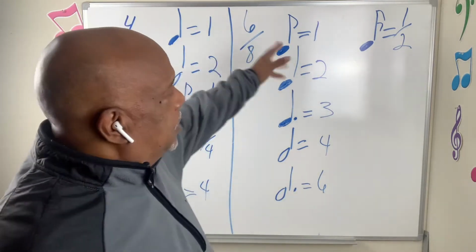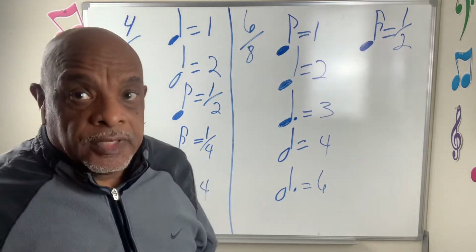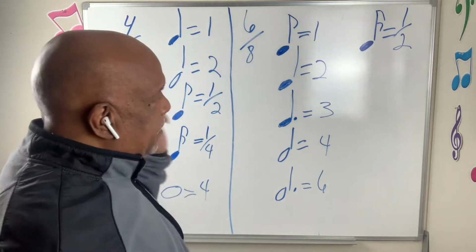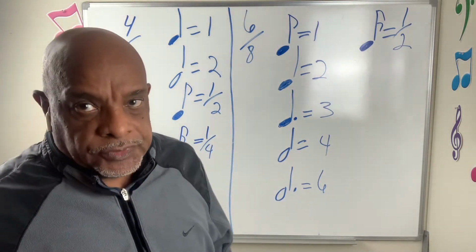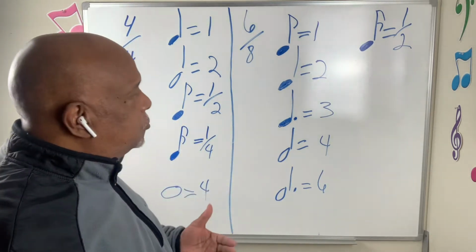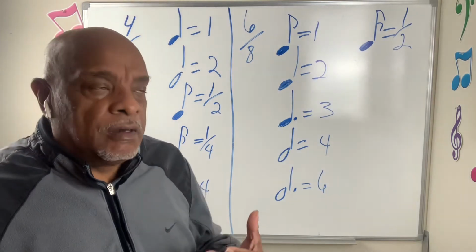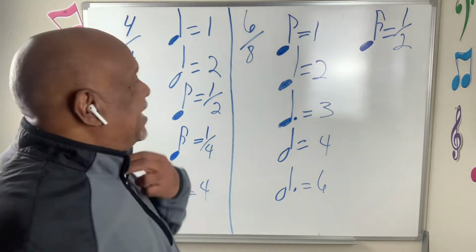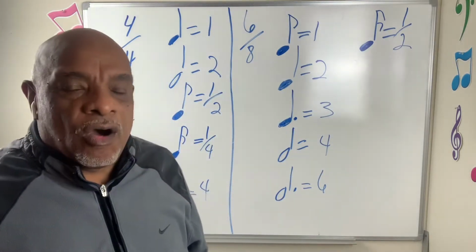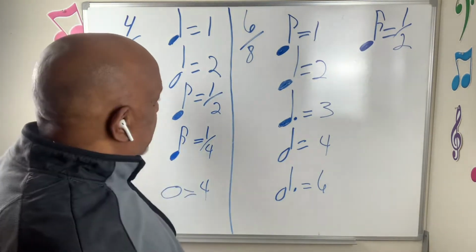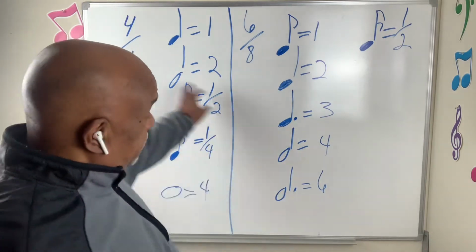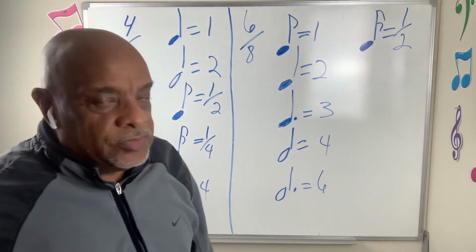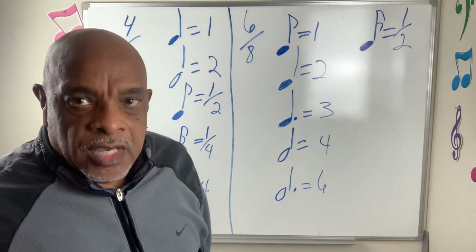Now, let me say something to you. That top number can go up to 100. I mean, you probably won't get to that, but that top number could go up to 100. I just want you to recall it. That top number means how many beats there are in a measure. And that bottom number, the 4, tells you that the quarter note gets 1 beat. The 8 tells you that the 8th note gets 1 beat.